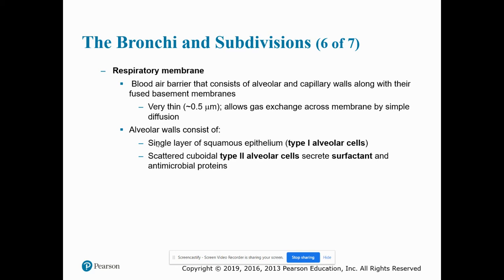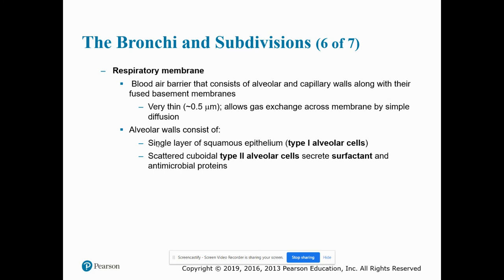The blood-air barrier, or respiratory membrane, consists of alveolar and capillary walls along with their fused basement membranes. So it's that whole segment that's right up next to each other. The alveoli and the capillary walls are right there next to each other. And this is going to be a really, really thin membrane, less than 0.5 micrometers. This allows gas exchange across the membrane by simple diffusion. So oxygen and CO2 are literally just moving by simple diffusion.